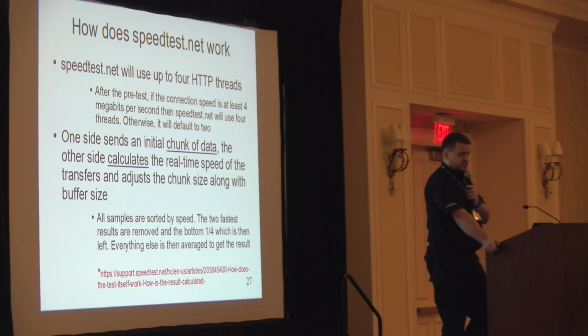One side sends initial chunk of data. The other side then calculates the real speed. So they're not actually sending you the speed. They calculate the speed based on the chunk of data that was sent. And they send that in real time many, many times and do that calculation. From all the samples, they are sorted by speed. The 2 fastest ones there are dropped, and the bottom 1/4 then are removed, and whatever left is averaged. So is this a real network throughput?